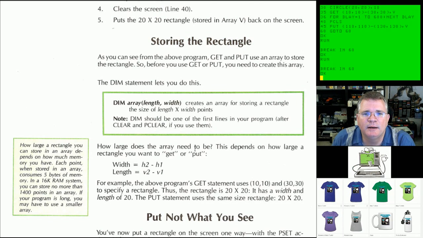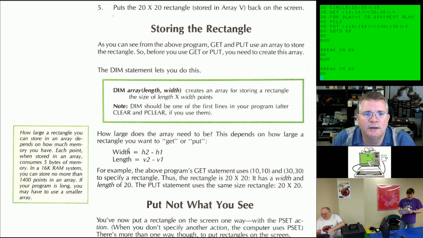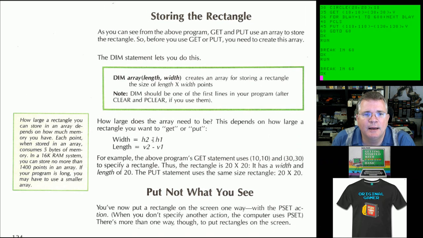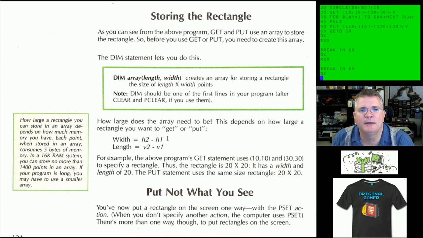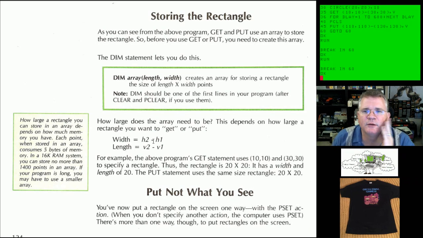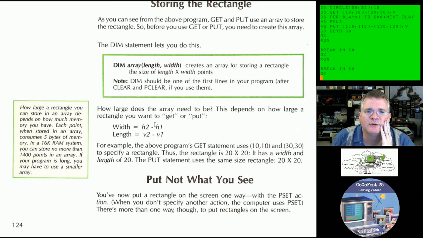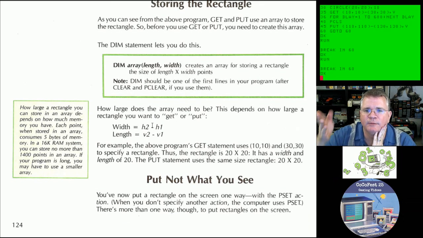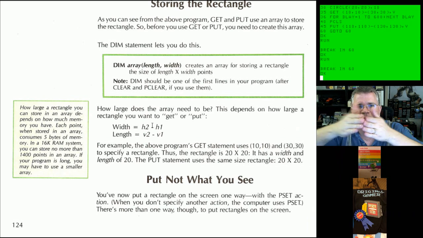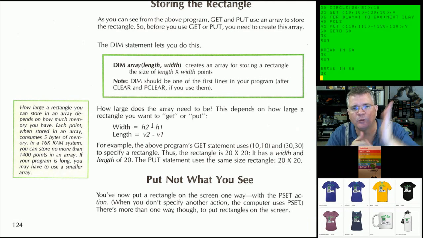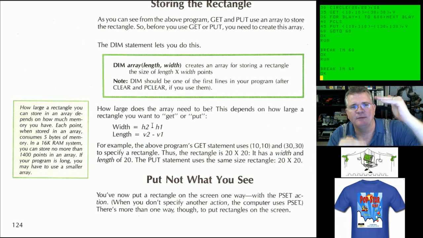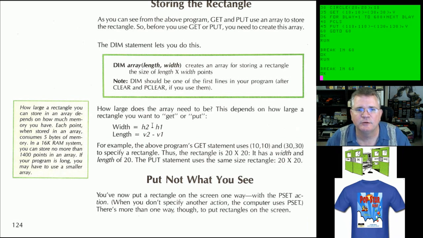How large does your array need to be? It depends on how large a rectangle you want to get input. So your width should be your second X minus your first X. When I say H, I mean horizontal, X. Sorry about that. So what is your width? Take your second X coordinate, the one that's bigger, and subtract your first one from it. The distance is your width. Same thing with your vertical or your Y. Take your lower pixel, subtract it from your higher pixel. That's the difference. That's the width, and that's the length of your square.